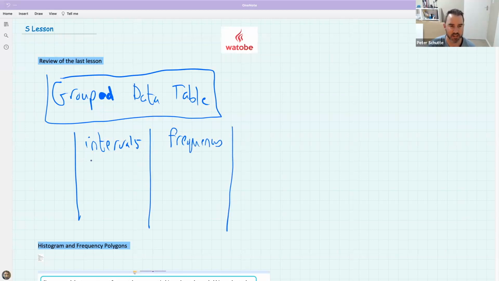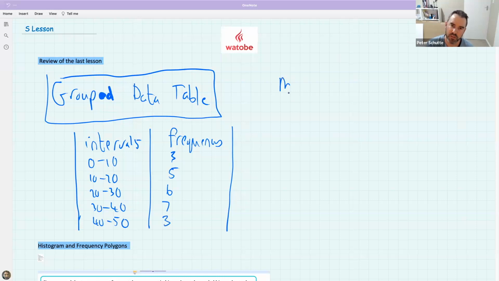So let's give an example of 0 to 10, 10 to 20, 20 to 30, 30 to 40. So this is just an interval of numbers. We could have a count. Let's say our count is like that. What would the modal interval be for this particular set of grouped data?